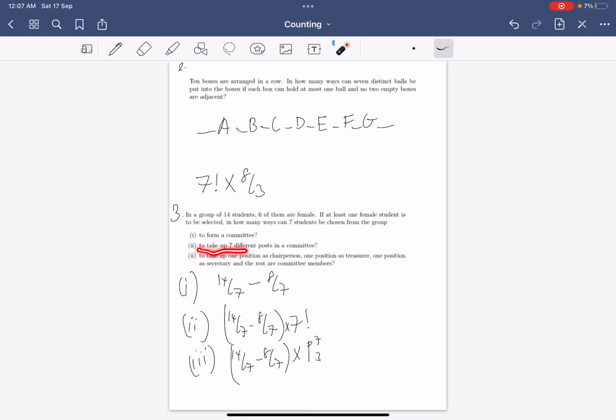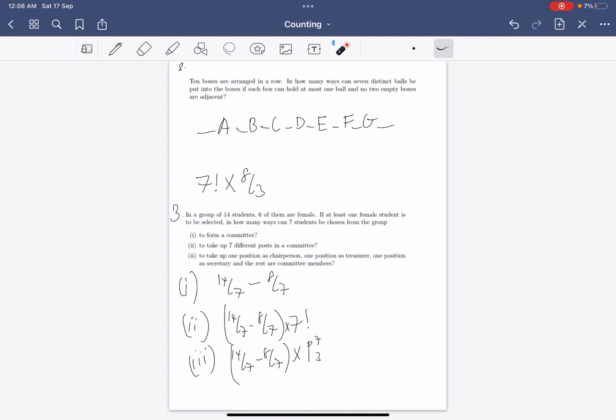Next, to take up 7 different posts in the committee means we want to arrange these 7 people in a linear order. And so you just need to take the number of ways chosen times the permutation of 7 factorial. Lastly, now you know that there are only 3 different positions, and so out of the total number of combinations, you just need to permute them, 7P3. And that's all for this question. As you can see, choosing is a very simple task, and you just need to know what the constraints are so that you can choose appropriately.